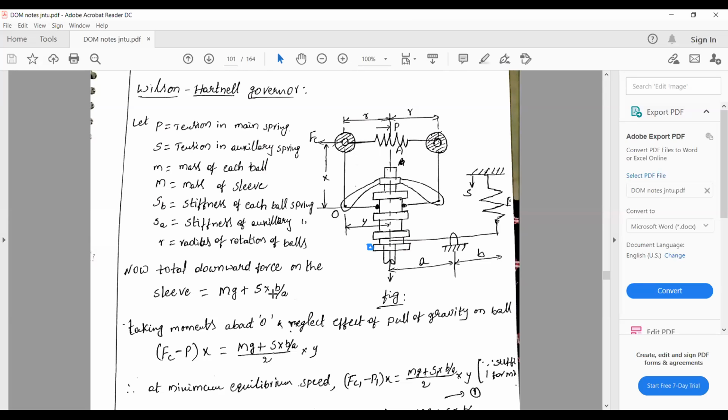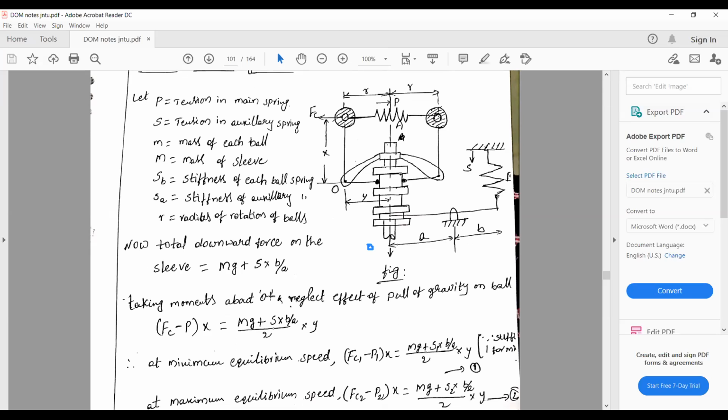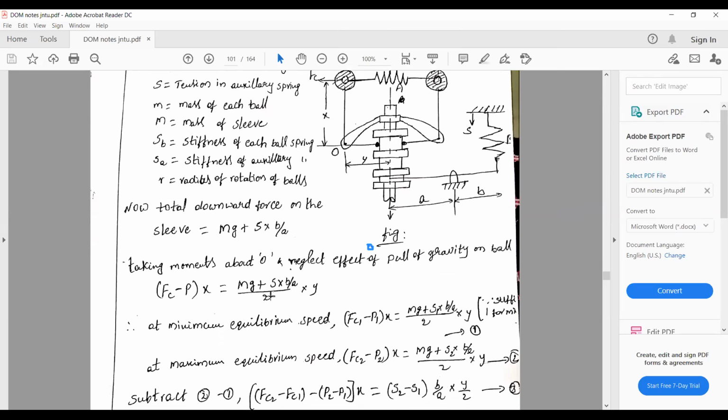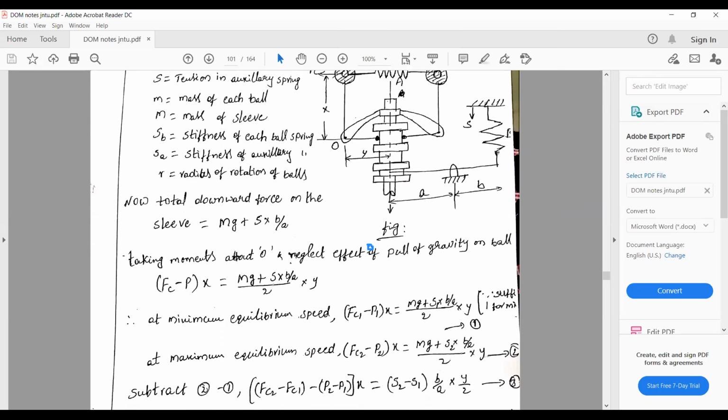So what forces are there? Downward, vertical forces. Simply take mg plus S into b by a. So that is our downward force. Now taking the moments about O.